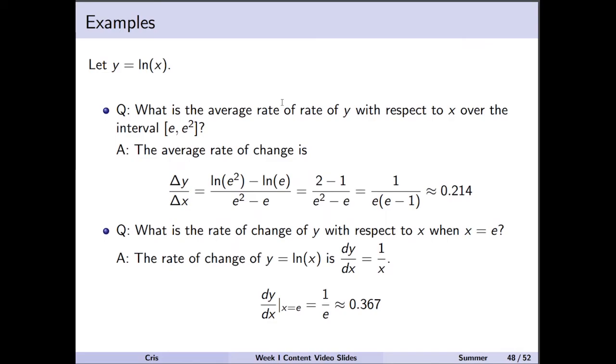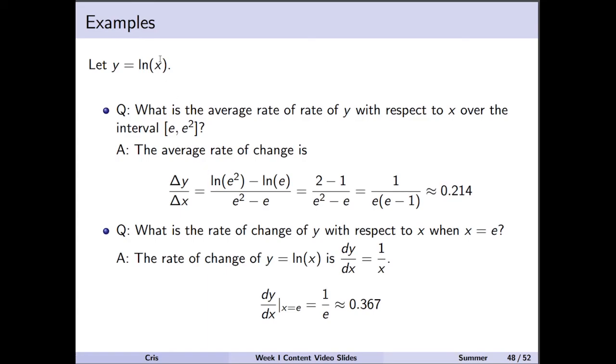Here's another problem you might get on your homework. Let y be the natural log of x. First question, what is the average rate of change of y with respect to x over the interval from e to e squared? Well, we know to compute the average rate of change, we do the change in y over the change in x. So that's the function evaluated at e squared minus the function evaluated at e.